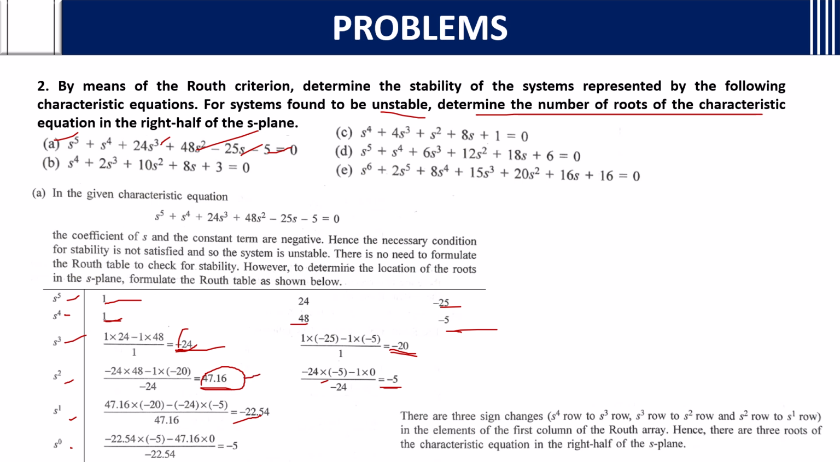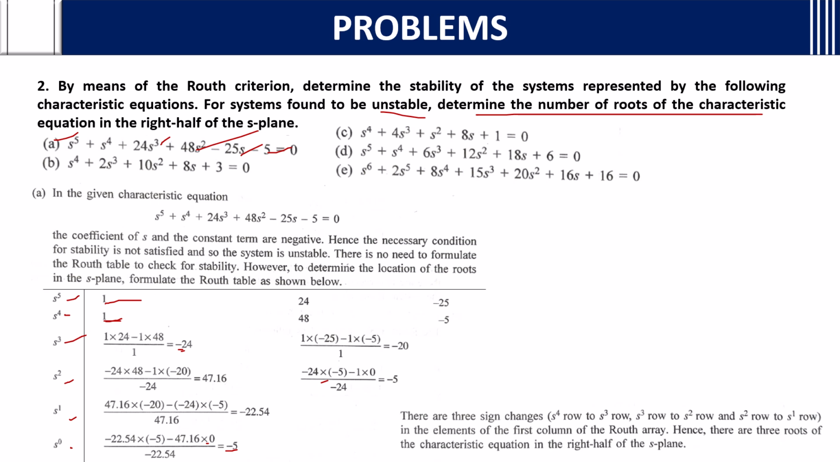Again, to multiply this 47.16 with something, nothing is present here, here also 0, so no need to multiply. Then you will get minus 22.54. Then minus 22.54 into minus 5 minus 47.16 into 0, by minus 22.54. You get minus 5.